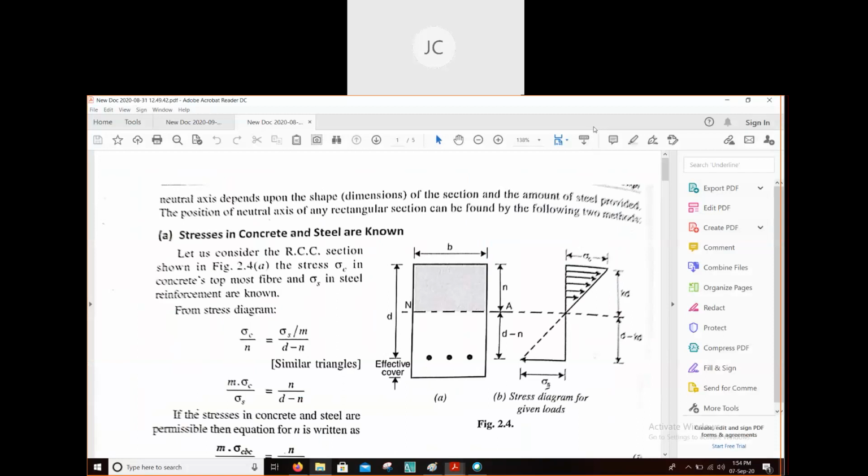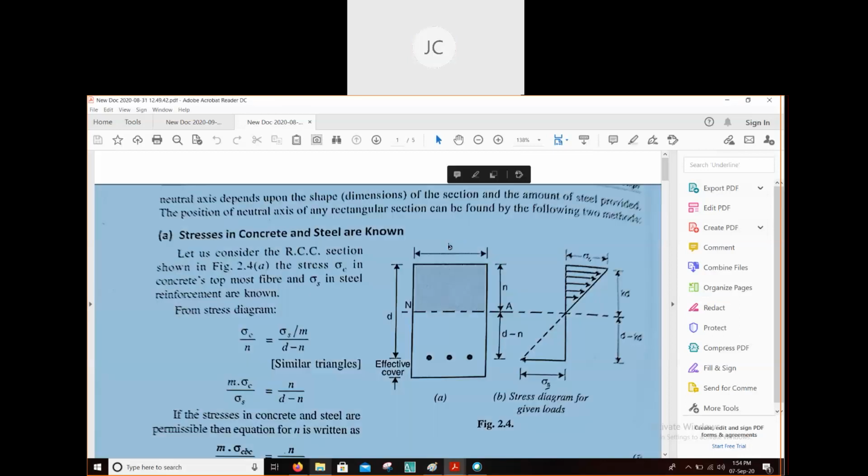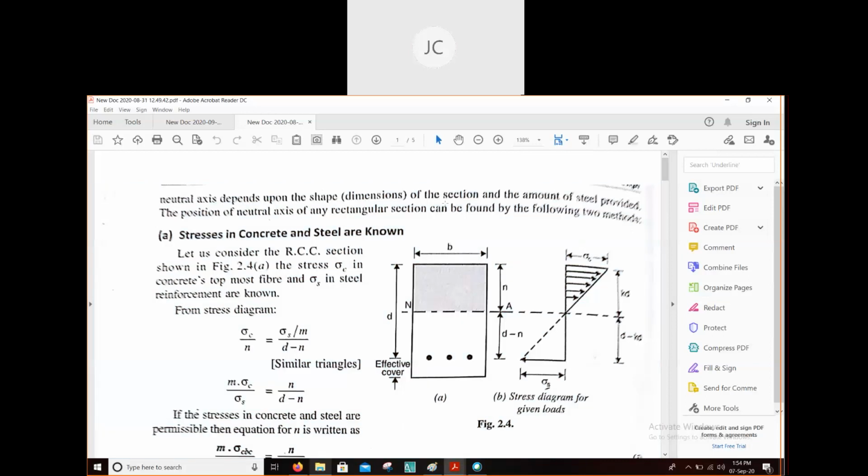Do you have this PDF with you? I think all of you have this PDF with you. Is it? Yes, sir. Okay, so in this PDF, see the diagram. This is our beam in which B is given. Capital D is known, this N value is known, this sigma C value is known, and this sigma ST by M is known.